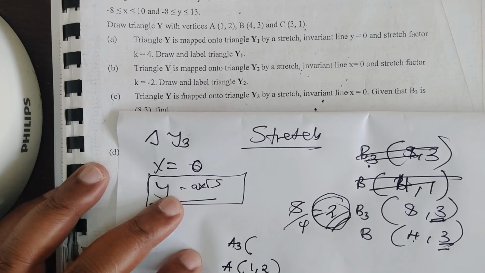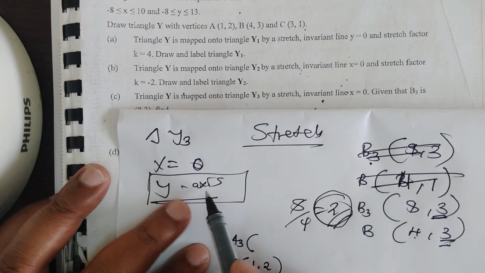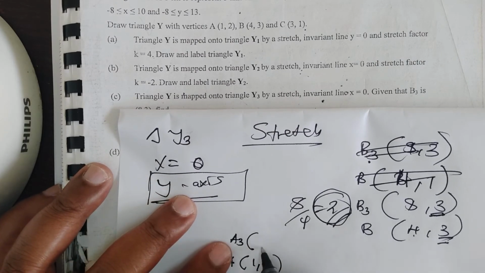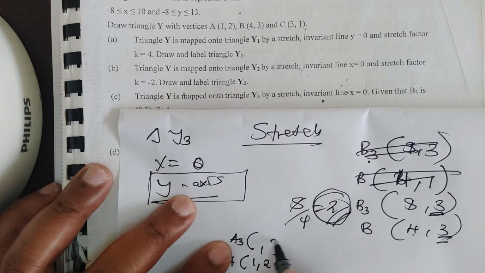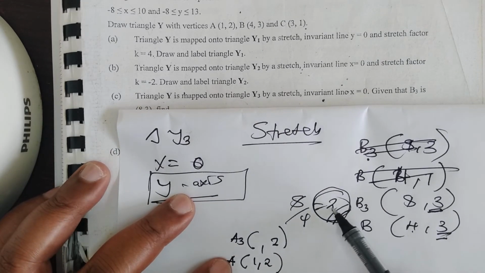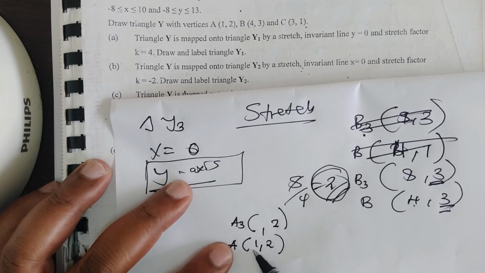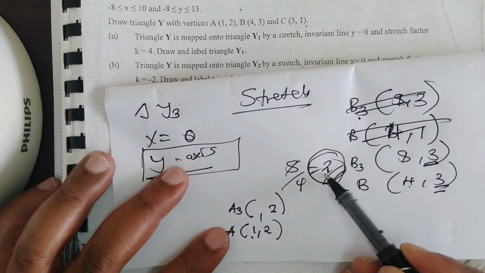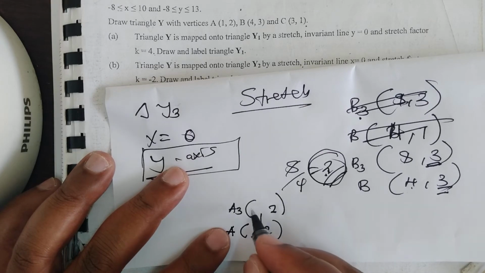But we are saying the y-axis is the invariant line. It means here the 2 should be maintained. What we change is x. And what are we going to do? You say 2 by 1, which is 2.